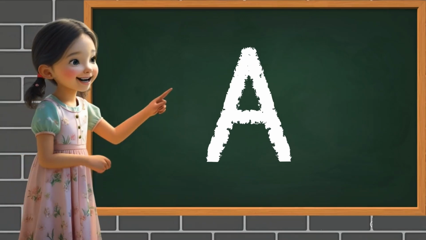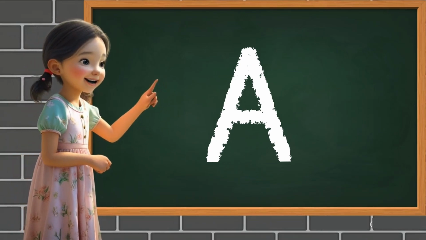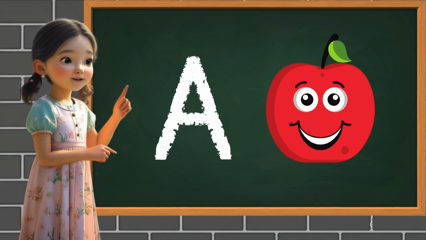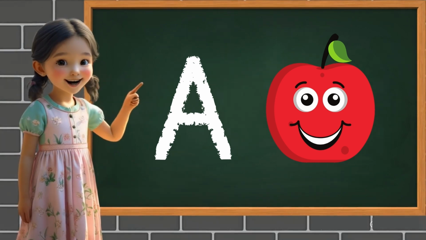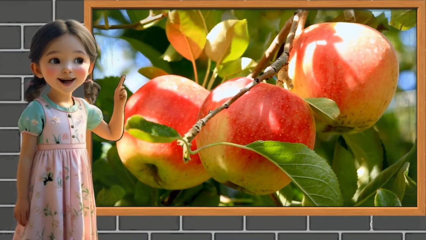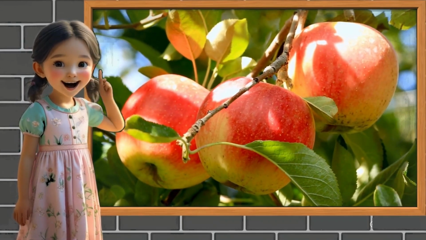The letter is A. You can say A. Now say A is for apple. A is for apple. Here you can see real apples. These are apples.